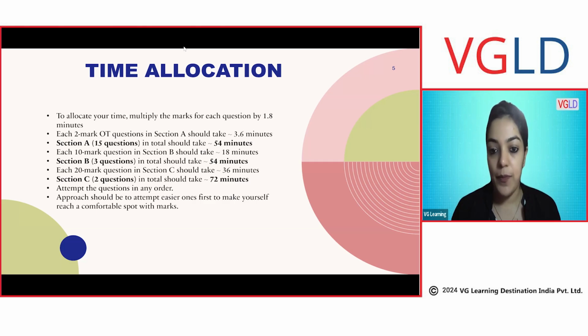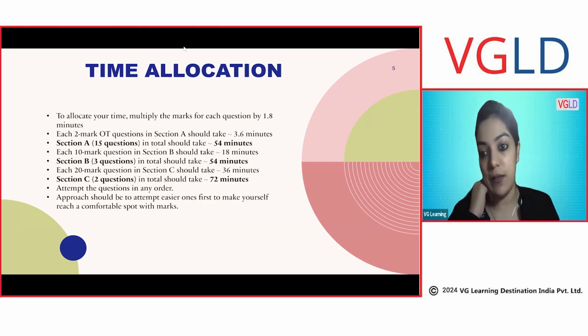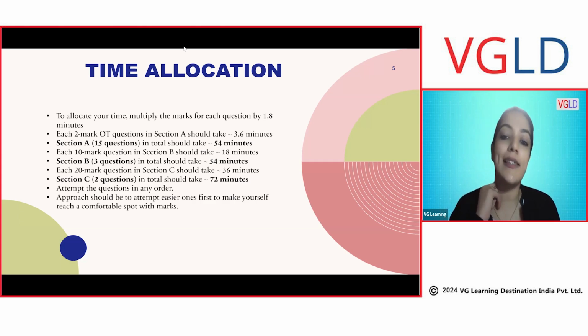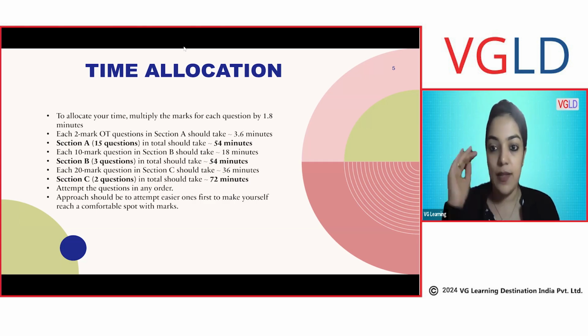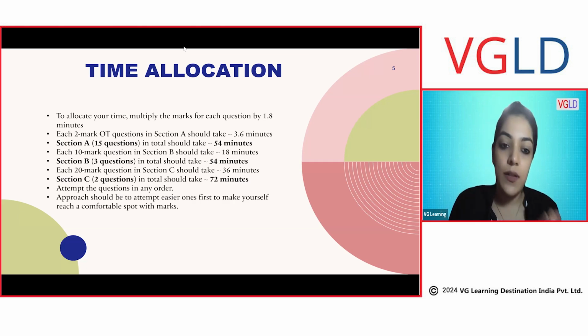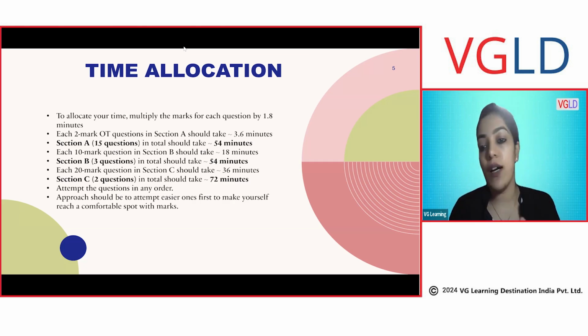So what you have to do? You cannot follow this 1.8 minute per mark rule at a question level. So you are going to follow it at a section level. Section A, B, C. Section A has 15 questions, or you can say 30 marks. So 30 into 1.8 is 54. So section A total should take 54 minutes.